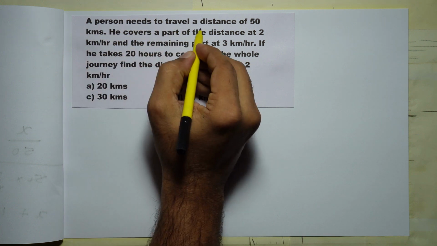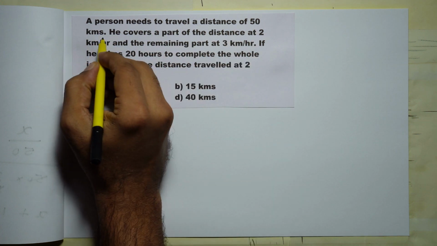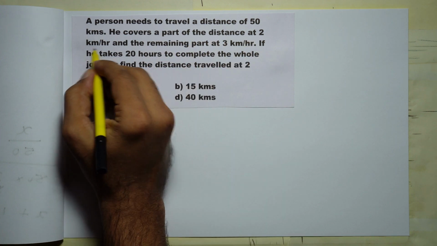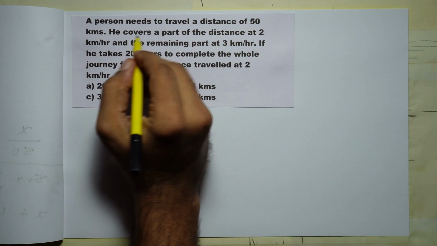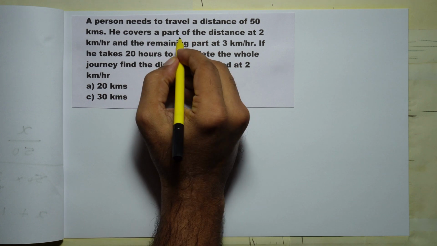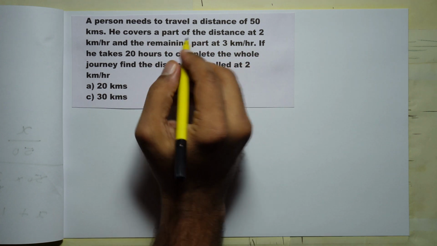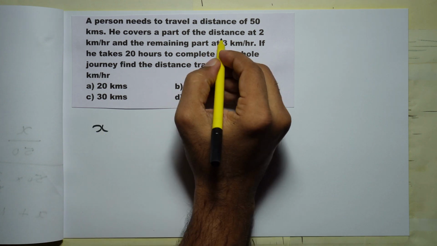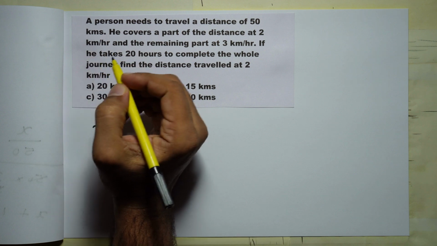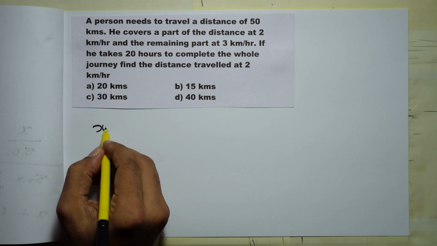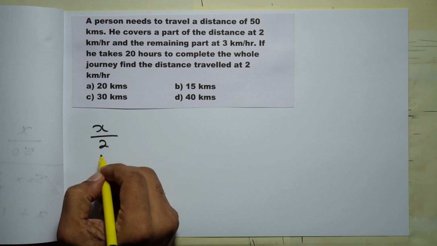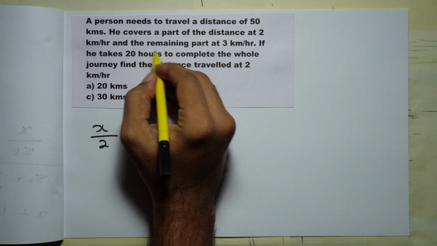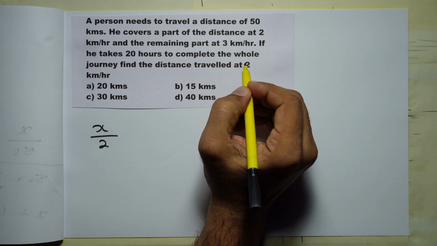A person needs to travel a distance of 50 kilometers. He covers a part of the distance at 2 kilometers per hour. So first we'll find out the time required for that part of the distance. So we will assume that initially he covers x kilometers and its speed is given as 2 kilometers per hour. So time required is distance x by speed 2. So this is the time required for the first x kilometers, and the remaining part at 3 kilometers per hour.